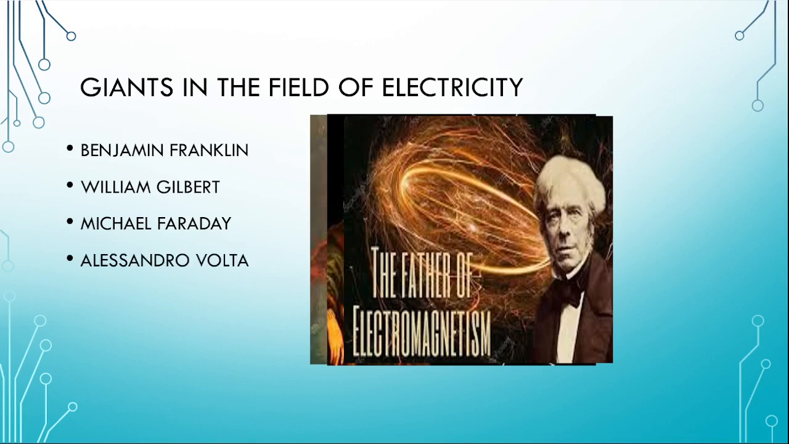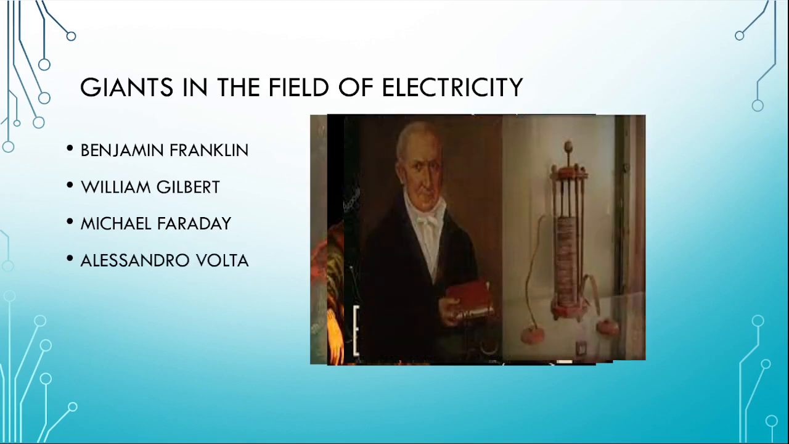And then comes Alessandro Volta. Alessandro Volta is the person who discovered the first electric battery. Until then, it was thought that electricity is always something that flows or that is present naturally. But then Alessandro Volta showed that electricity can be stored in a chemical form. So he's the inventor of the first electric cell.